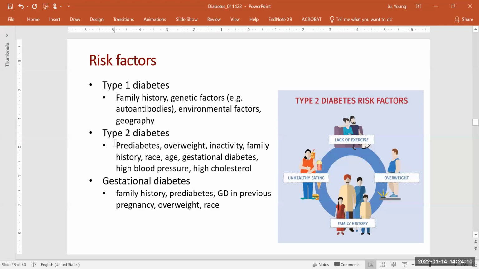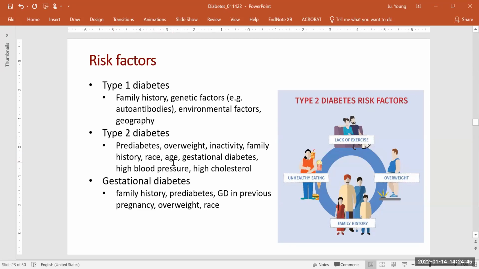And risk factors for type 2 diabetes include prediabetes and overweight or obesity. The more body fat you have, the more resistant your cells become to insulin. And inactivity: physical activity helps control body weight, and that can help to use up glucose as energy and make cells more sensitive to insulin. And family history, and then race.